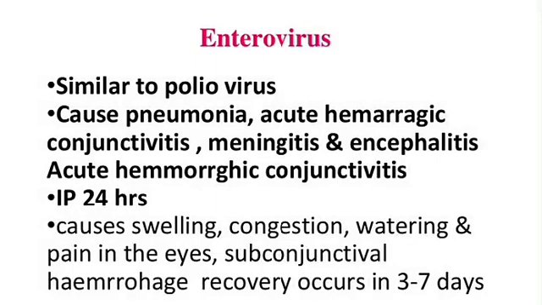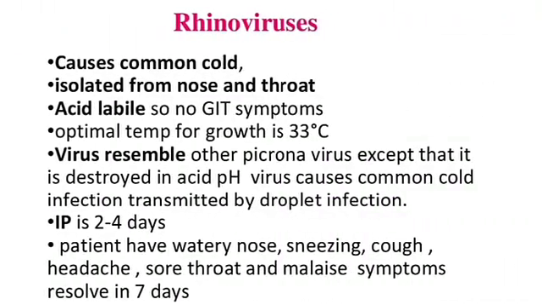Enterovirus. They are similar to the poliovirus and cause pneumonia, acute hemorrhagic conjunctivitis, meningitis and encephalitis. Acute hemorrhagic conjunctivitis: IP 24 hours, causes swelling and congestion, watering and pain in the eyes, subconjunctival hemorrhage. Recovery occurs in 3 to 7 days.